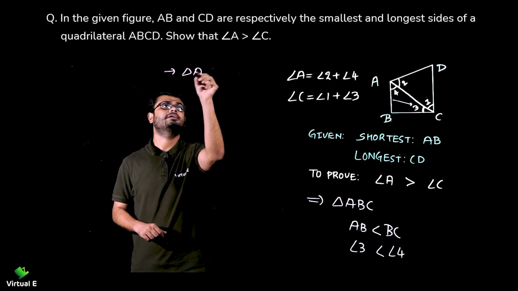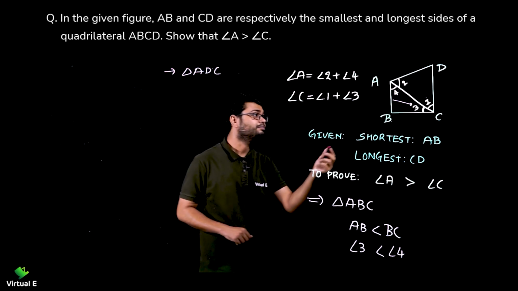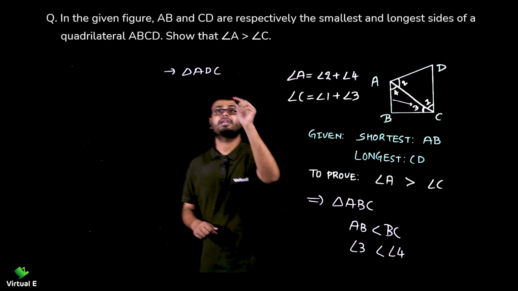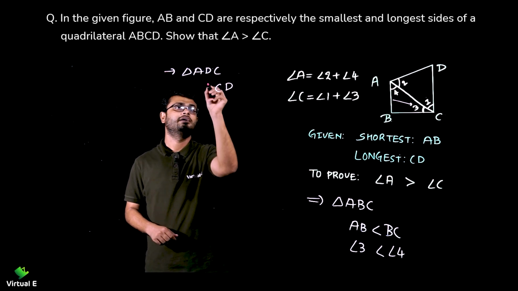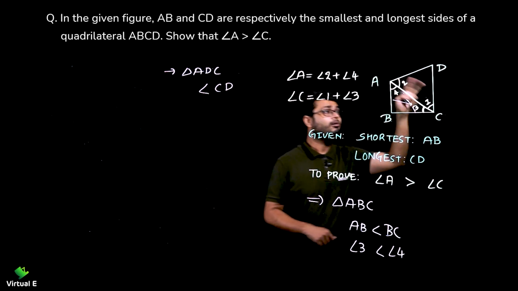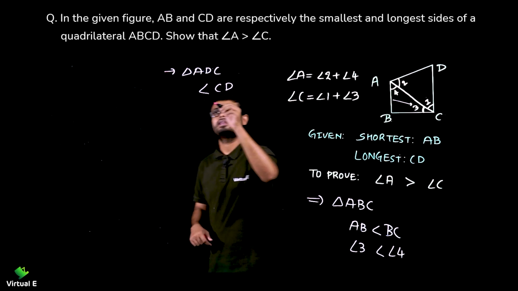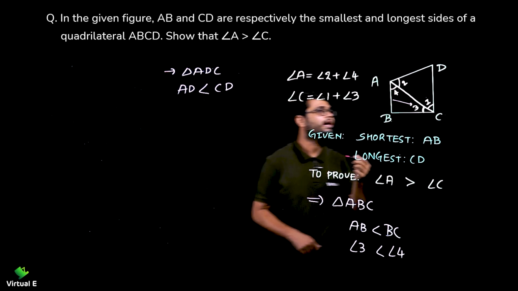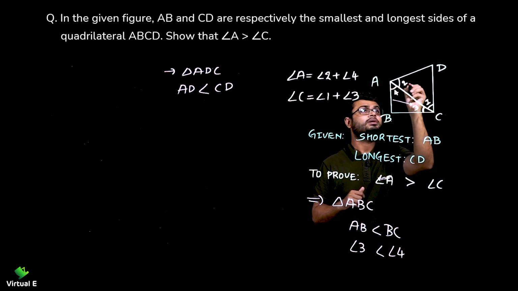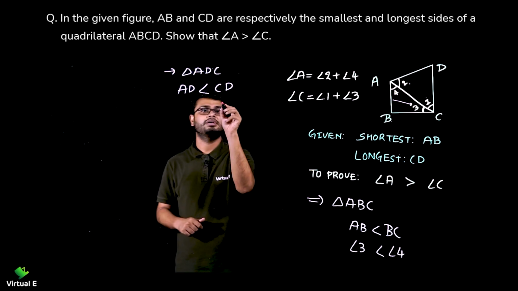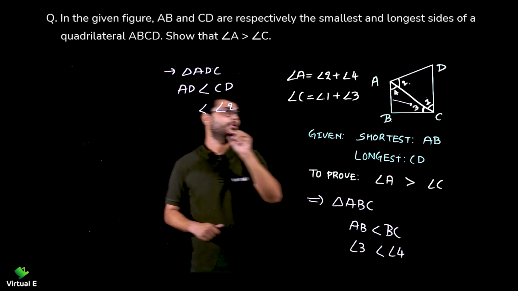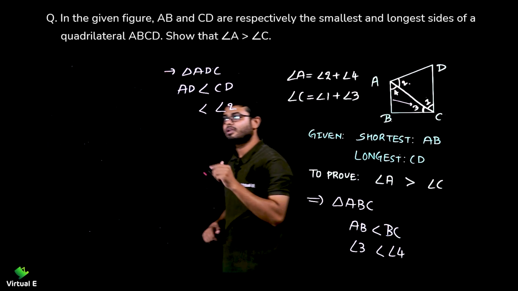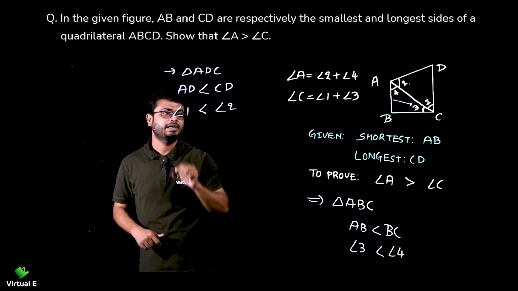Now let's do the same for the triangle ADC. Here CD will be the longest side, and the comparatively shorter one is AD. So we can write AD less than CD. Now what about the angles? Opposite to CD is what? Angle 2. And opposite to AD is what? Angle 1. So we can write angle 1 less than angle 2.